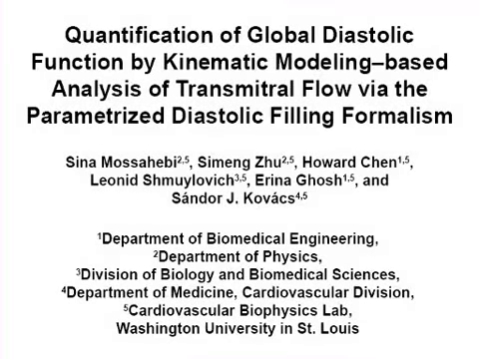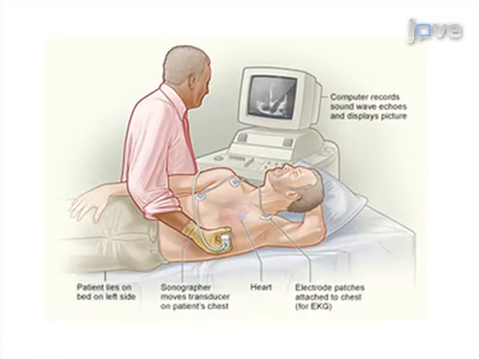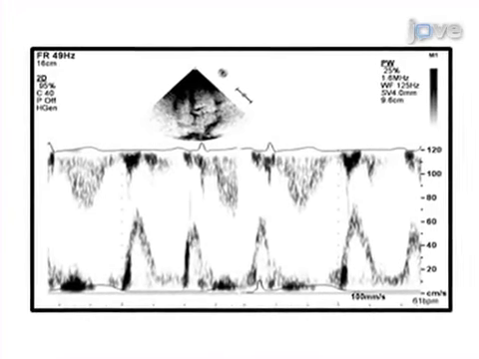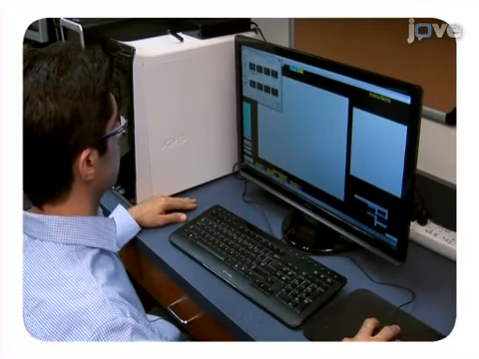The overall goal of this procedure is to assess global left ventricular diastolic function in a patient using the Parametrized Diastolic Filling, or PDF, formalism. This is accomplished by first collecting data on diastolic function from a complete echocardiographic study of heart function and transferring the data to a computer for analysis.